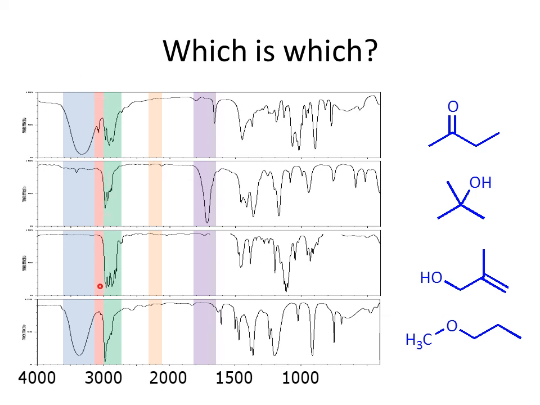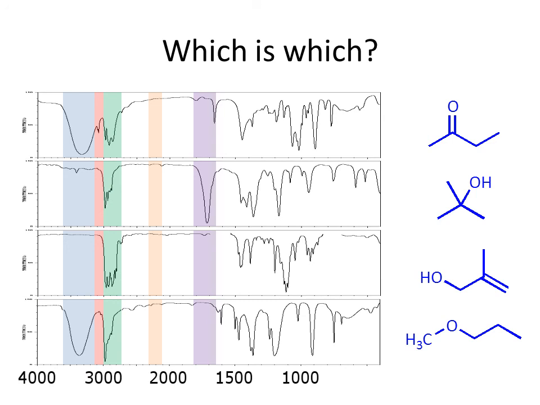Okay, let's go to this next region, just to the left of 3000. I see a signal here, but not here, here, or here. I know that region corresponds to sp2 CHs. Hey, this one has sp2 CHs and an OH. So it seems like this one corresponds to this. None of these other molecules have sp2 CHs, and so therefore they must be the other 3.